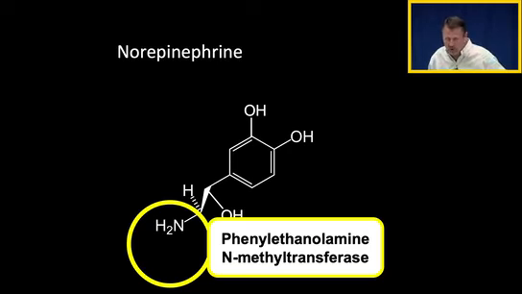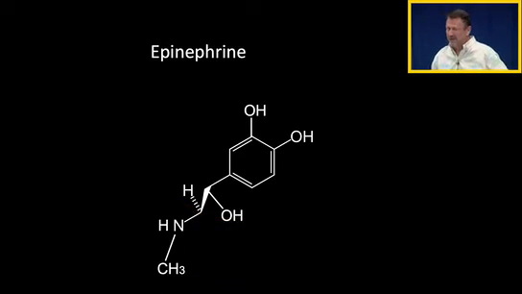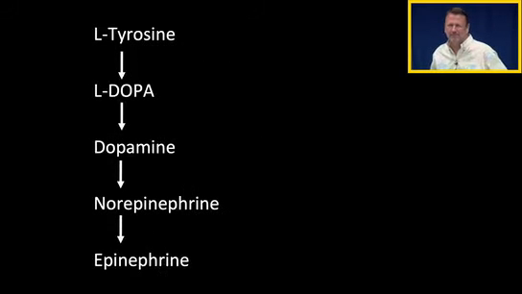Phenylethanolamine N-methyltransferase, I don't need you to remember that. But keep in mind, all we're doing is putting a methyl group on that amino, and we end up with epinephrine. So this is a complicated step. Even I can't remember off the top of my head. Phenylethanolamine N-methyltransferase is that last step. That's what I don't need you to know. What I want you to know is hydroxylation and decarboxylation.